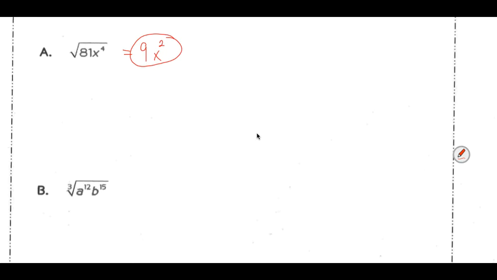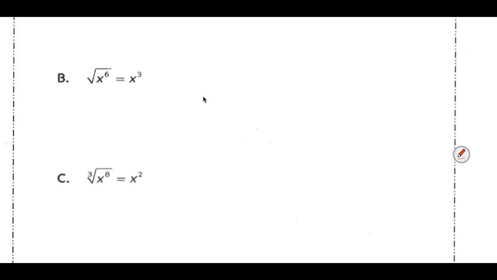Cube root of a to the 12th, b to the 15th, there will be 3 can go into 12 4 times. Okay, so that means I've got an a to the 4th, and there'll be none left over under my root. And 5 times will 3 go into 15, okay? So that'll be b to the 5th, and again, none left over, so I don't need to write cube root of anything. That doesn't need to be there because there were none left over, okay? And I don't need to look at all for absolute values here because it was an odd index, okay?